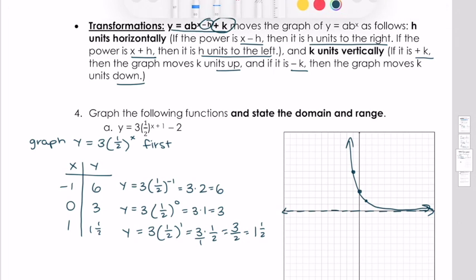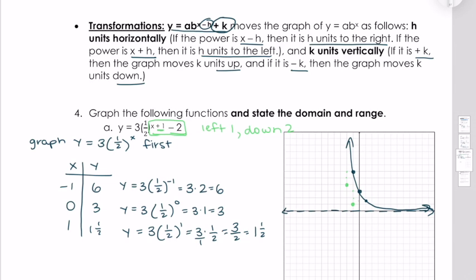Alright, so now looking at the equation, I have x plus 1 in my exponent, and following those rules above, that means I'm going left 1 unit, and then the -2 means I go down 2. So I take every point and I go left 1 unit and down 2 and plot a new point.